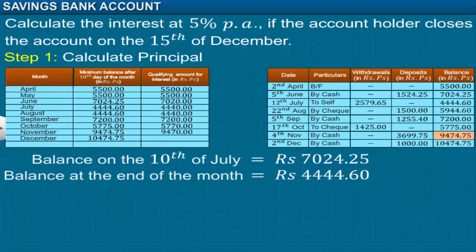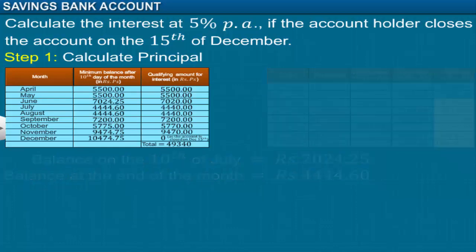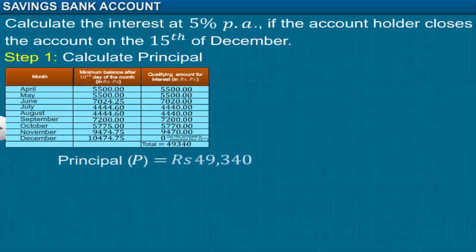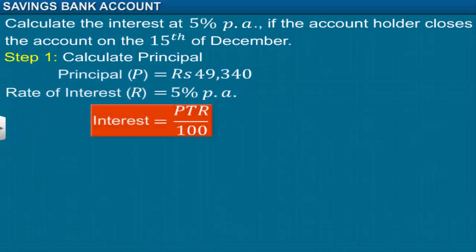Note that the minimum balance in the month of December is 0 rupees since the account is closed on the 15th of the month. The sum of the minimum balance of all the months is 49,340 rupees. This is the principal on which the interest should be calculated. The rate of interest is 5% per annum. The formula to calculate simple interest is P multiplied by T multiplied by R, whole divided by 100.